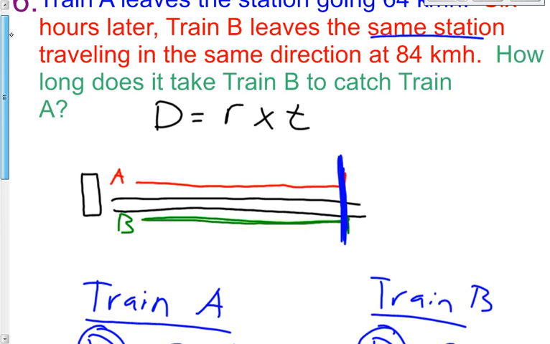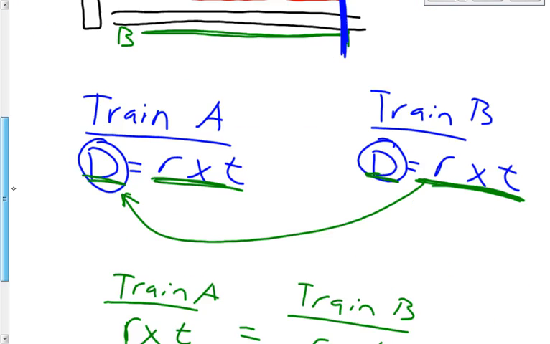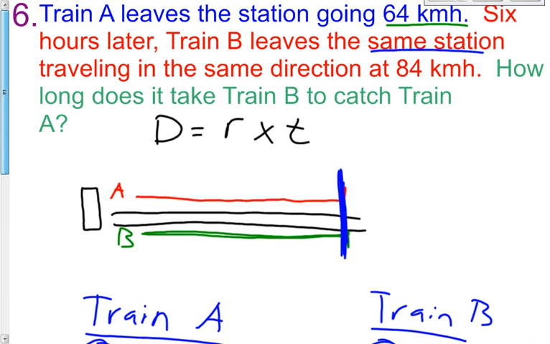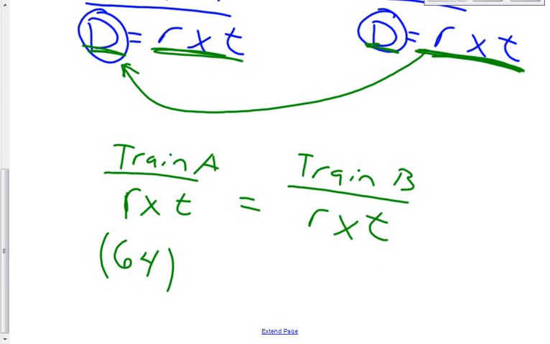Train A, what is train A's rate? Train A leaves the station at 64 kilometers per hour. So its rate is 64. Next thing we know, train B leaves the same station traveling in the same direction at 84 kilometers per hour. So train B's rate is 84 kilometers per hour.